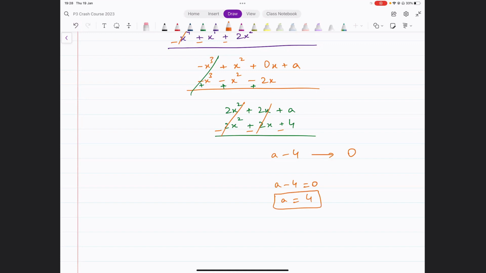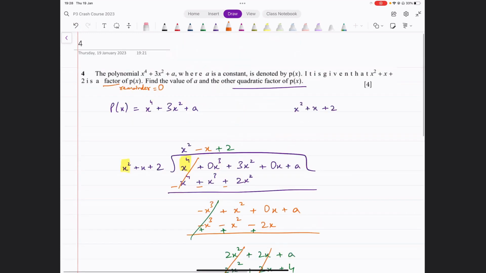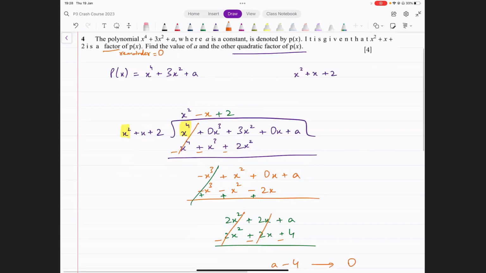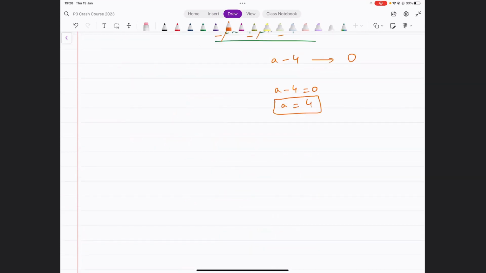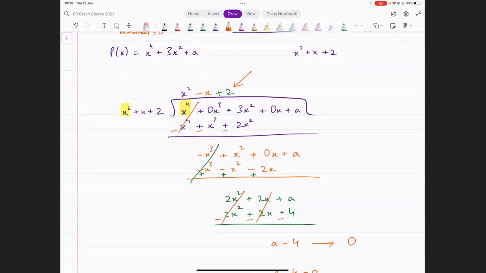That's one thing that we have to do. Now, we were also asked to find the other quadratic factor of p of x. So one quadratic factor is x squared plus x plus 2. What about the other factor? This quotient is also a factor. So we'll write down here explicitly because you've been asked about this. You're not just going to leave it like this and assume that the examiner knows that you know that this is the other factor. You have to write it down explicitly.